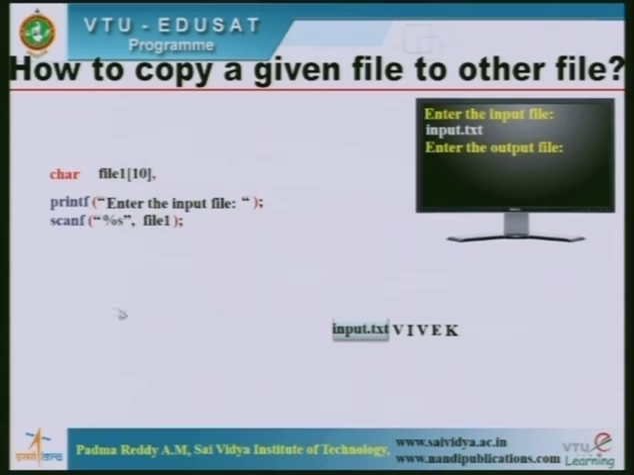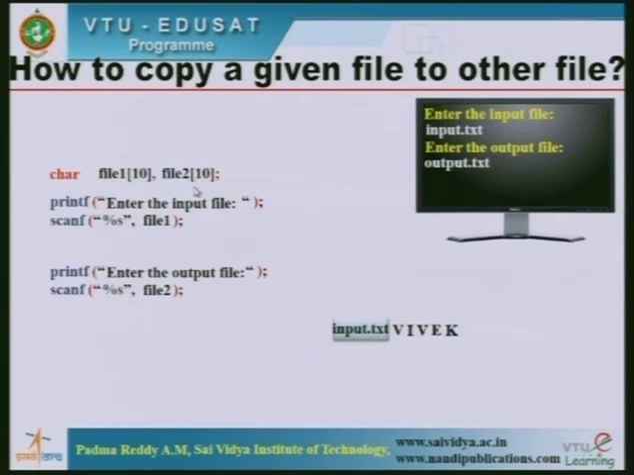Enter the output file. So let me display the message. To display the message, enter the output file, now tell me what is the statement I should write? printf, enter the output file. And here let me write output.txt. To get this, we have to enter this from the keyboard. So for that we have to write what? scanf with %s and file2. So what does file2 now contain? output.txt. So this text will be copied into which variable? file2. This input.txt will be copied into which variable? file1. So come here and define file2.